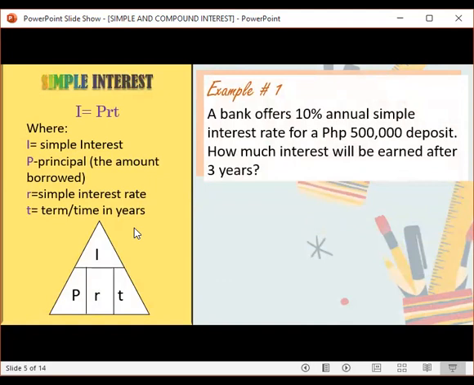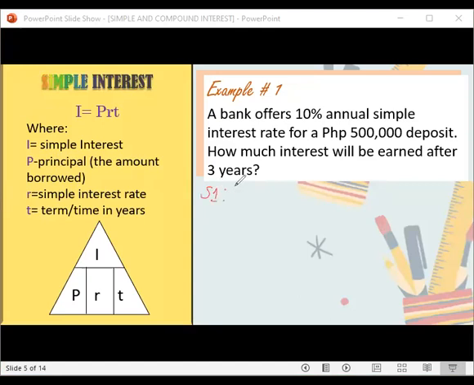For example number 1, a bank offers a 10% annual simple interest rate for a 500,000 pesos deposit. How much interest will be earned after 3 years? So first, let's have step 1. So again, what is step 1? Step 1 is identifying the given.